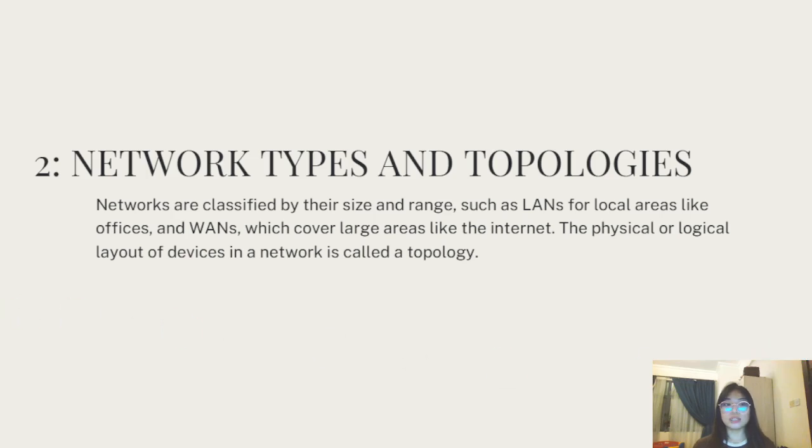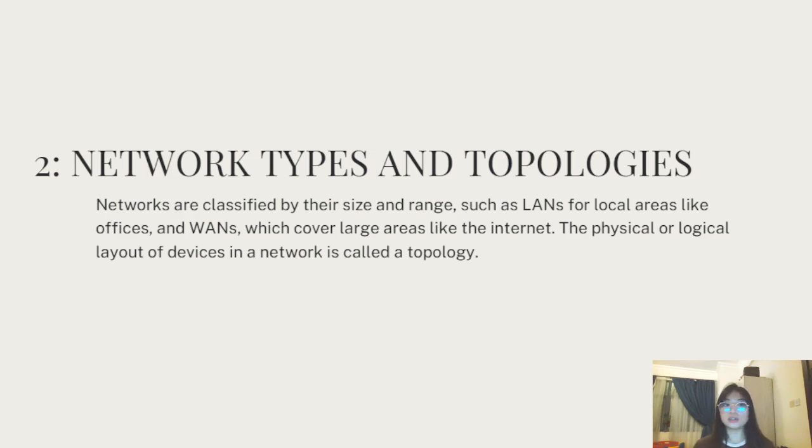Number two is the network types and topology. So networks are classified by their size and range, such as LANs or local areas like offices, and WANs, which cover larger areas like the internet. The physical or logical layout of devices in a network is called topology.